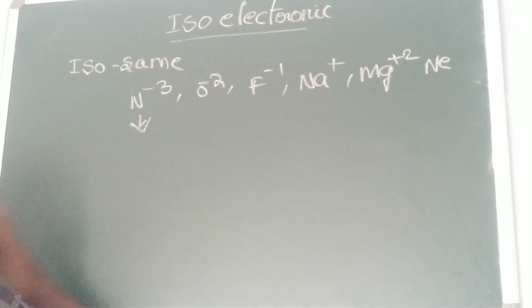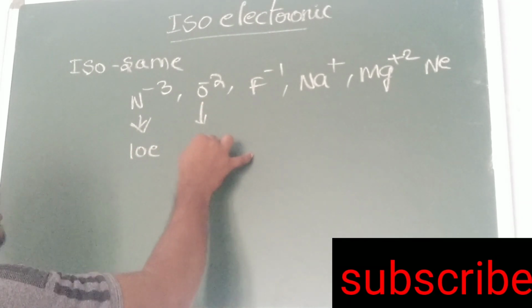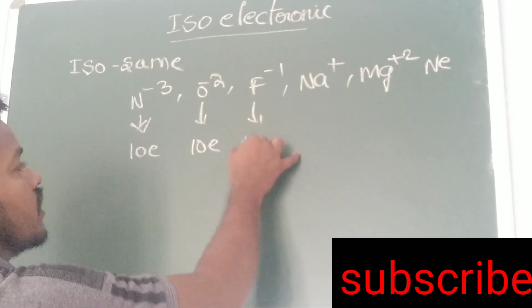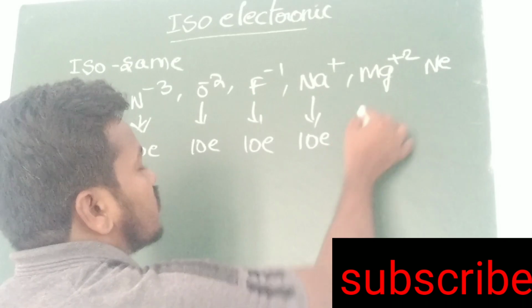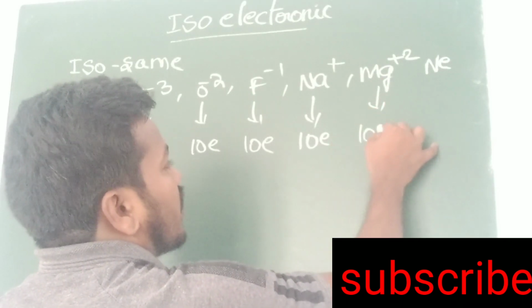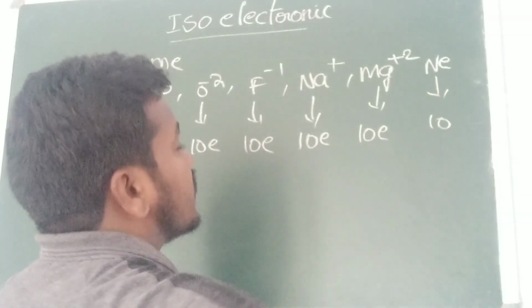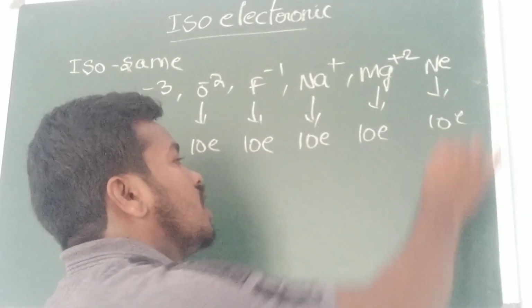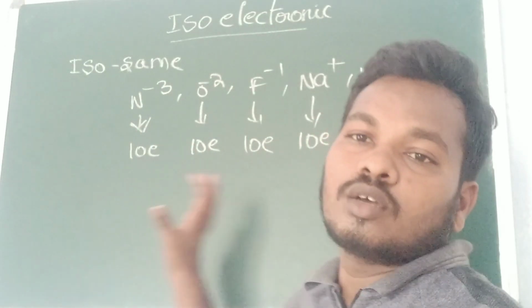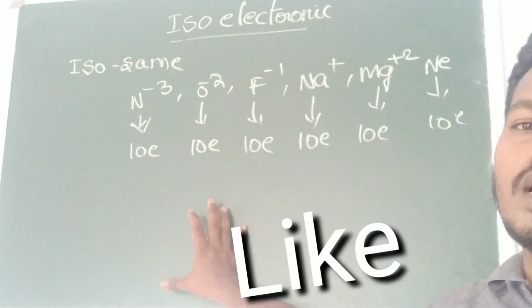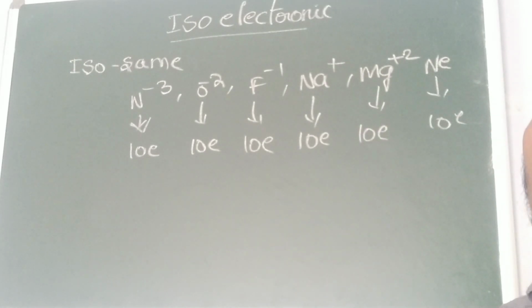N minus 3 has 10 electrons. O minus 2 has 10 electrons. F minus has 10 electrons. Na plus has 10 electrons. Mg plus 2 has 10 electrons. Neon has 10 electrons. So different types of atoms have a similar number of electrons. Atoms or ions having the similar number of electrons are called isoelectronic species.